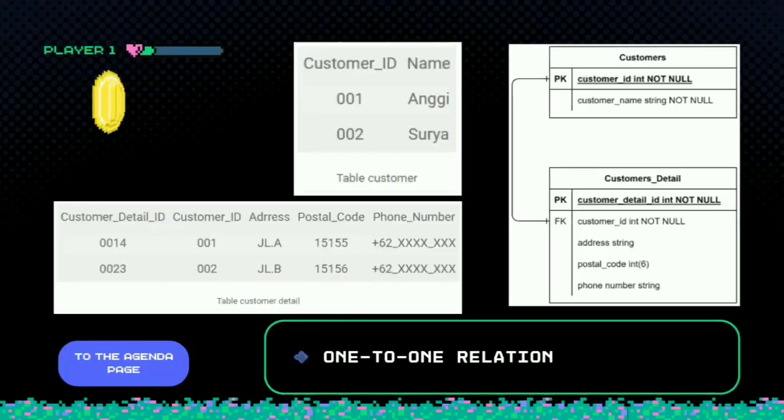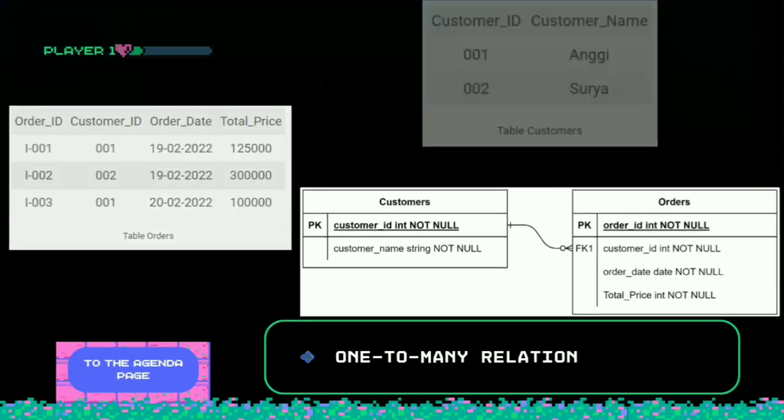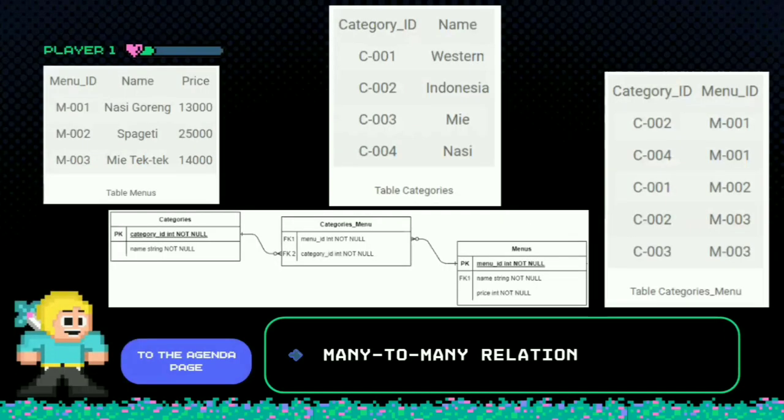Here is the example of one-to-one relation. And then this is the example of one-to-many relation. And the last one is an example of many-to-many relation.